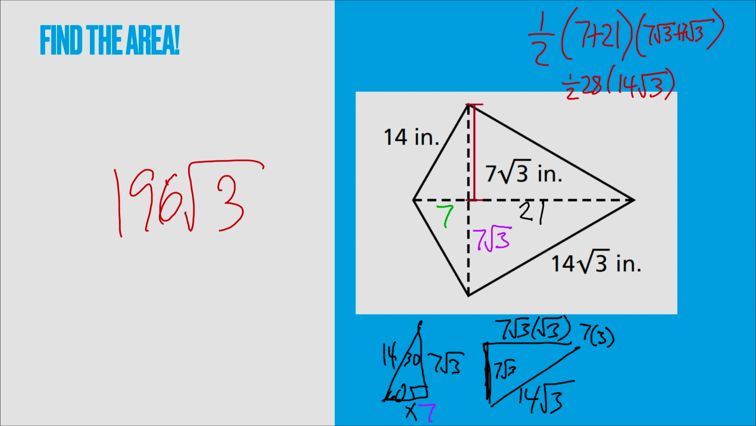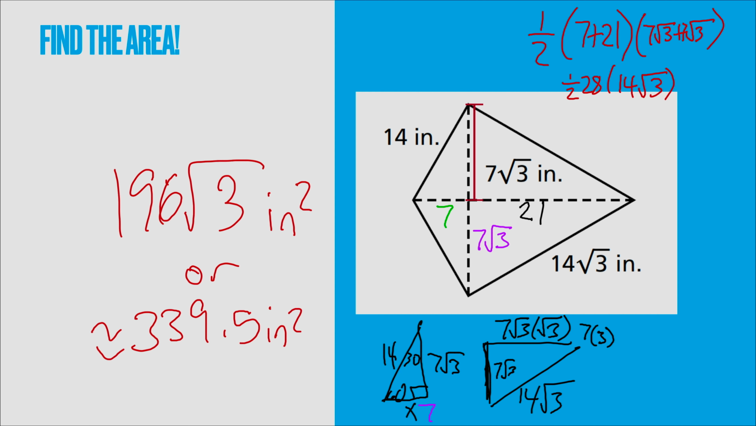If we were told to round to the nearest tenth, which would be horrific and bad, and I would hate it so much, seriously, decimals are the worst, 196 square roots of 3 in the calculator becomes 339.48. So I am going to say, or wait, I forgot to write inches squared, 339.5 inches squared, approximately.